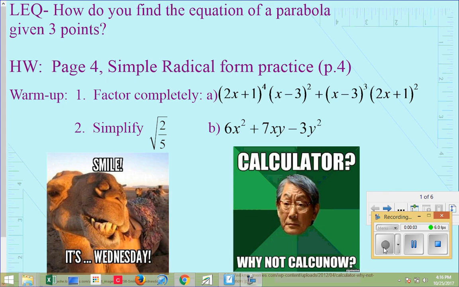This lesson is for the third day of Unit 4. So today we started with a warm-up. You should pause the video, try the warm-up, and then play to check your answers.